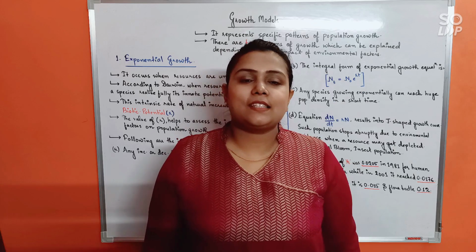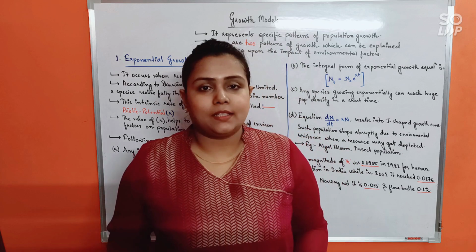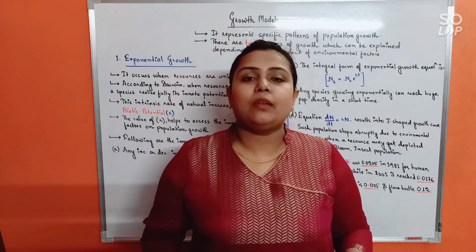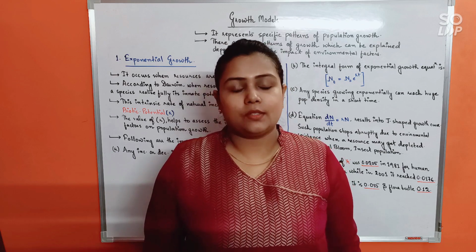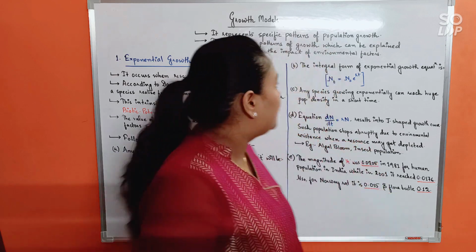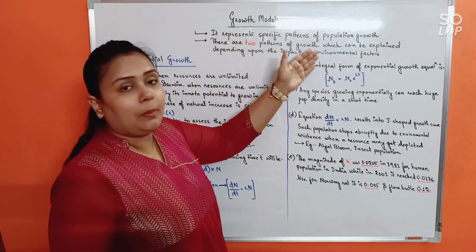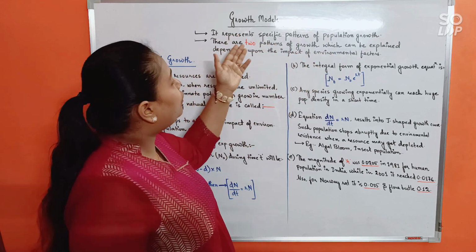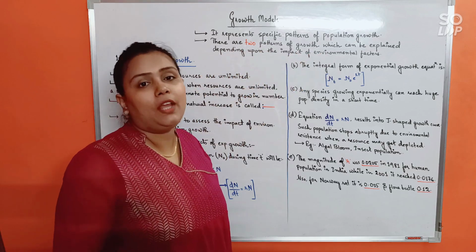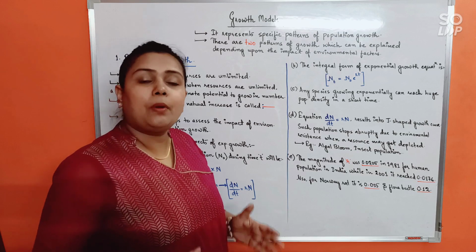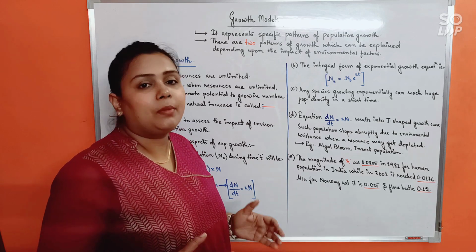Now let us discuss the growth models. The growth pattern in a population can be of two types, and they can be represented by two types of growth models. So let us start with the first one. The growth models represent specific patterns of population growth, which can be explained depending on the impact of environmental factors. Of course, population growth to a great extent is determined by environmental factors.